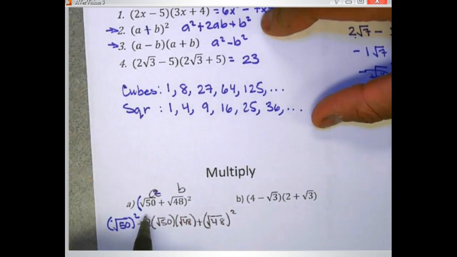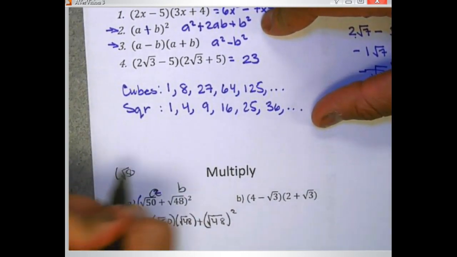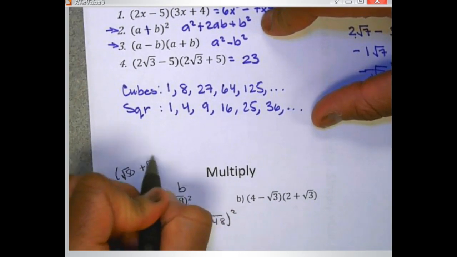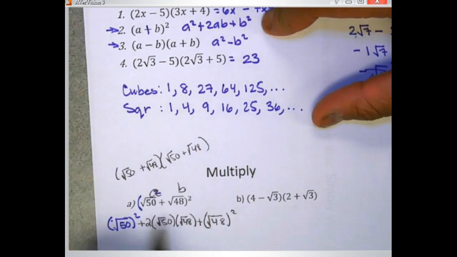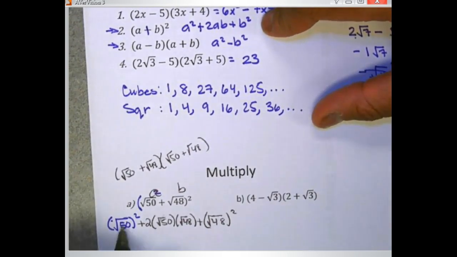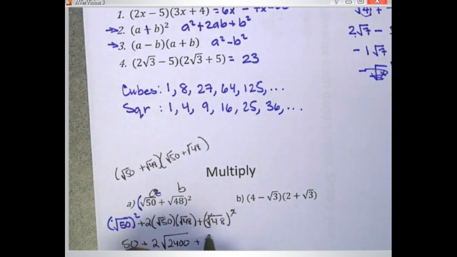You could also just write this as radical 50 plus radical 48 times radical 50 plus radical 48, and then FOIL. It's just a little bit more time consuming because radical 50 squared is 50 plus 2 times 50 times 48 is 2400, plus, cancel, square root of 48 squared is just 48.